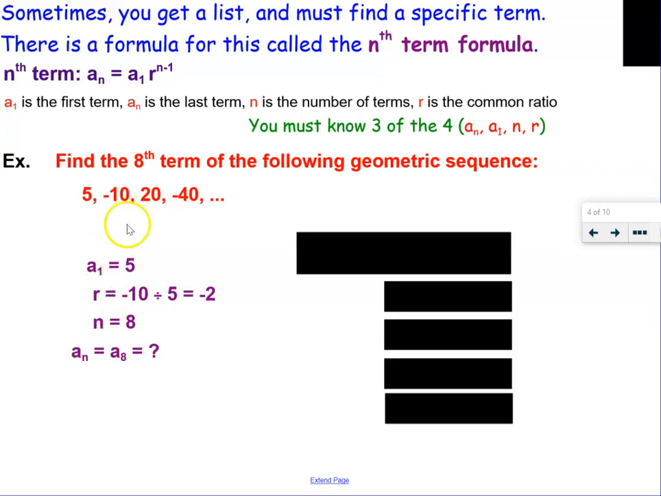R, the way to calculate it, is second divided by first. So -10 divided by 5 is -2. It's not more than 1, so it's a multiplier. So 5 times -2 is -10. -10 times -2 is positive 20. 20 times -2 is -40, and so on.